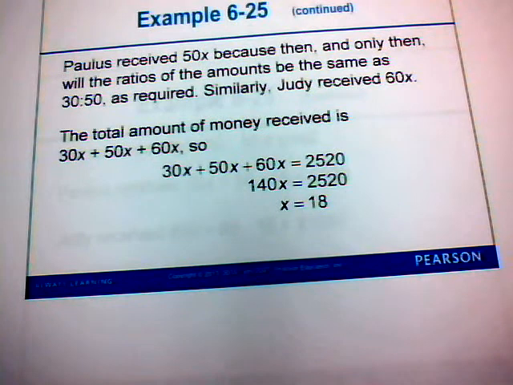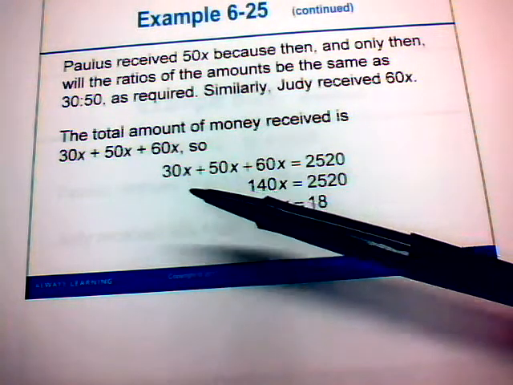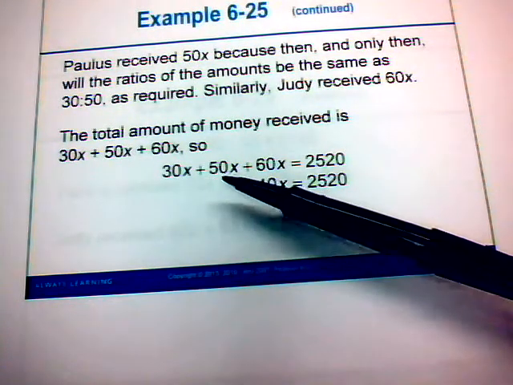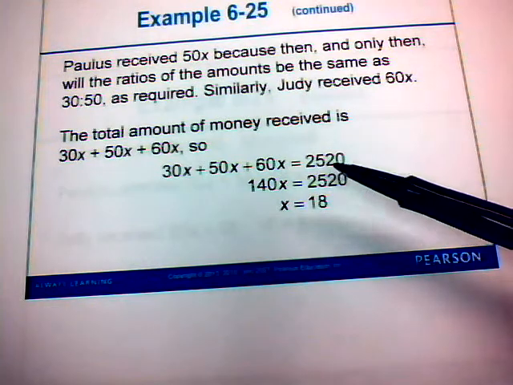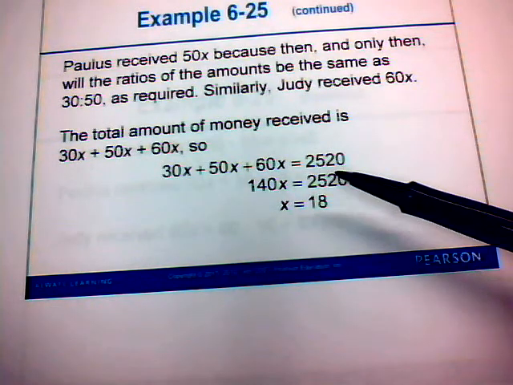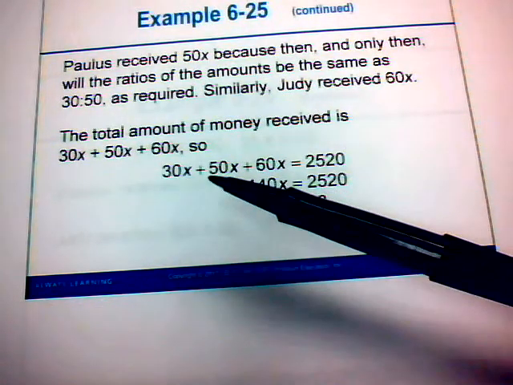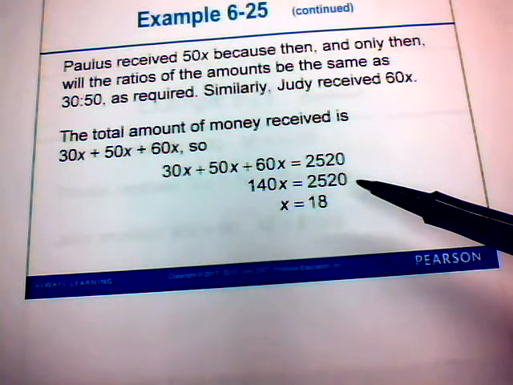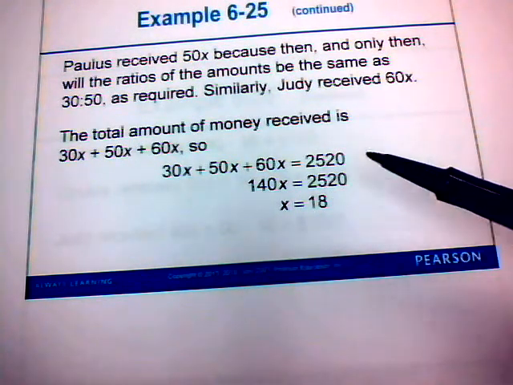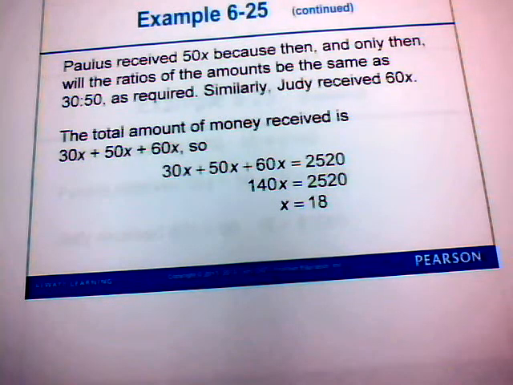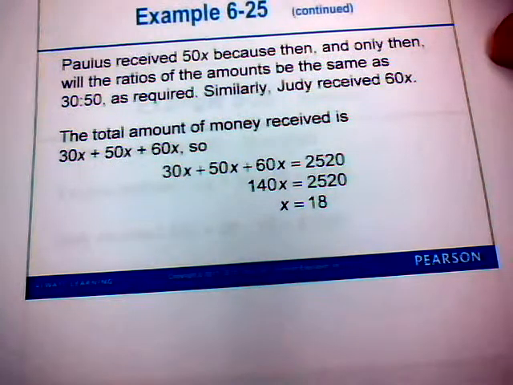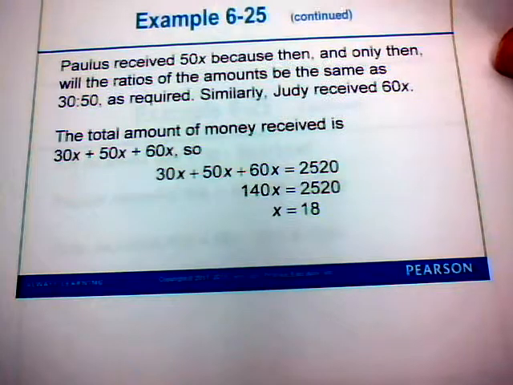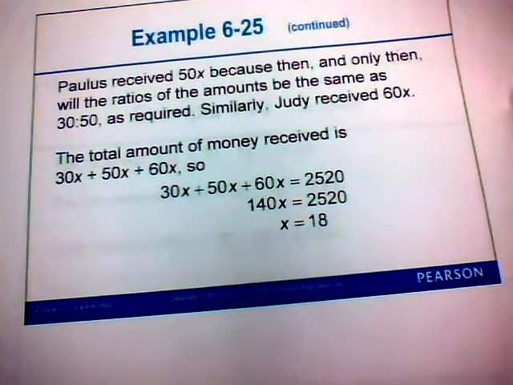And the total amount of money received is going to be this. You're going to add 30X plus 50X plus 60X. That's $2,520. Combine all your like terms, and you're going to get 140X is equal to 2,520. Then you're going to divide by 140 on both sides of the equation to get X is equal to 18. So the unit rate of pay would be $18.